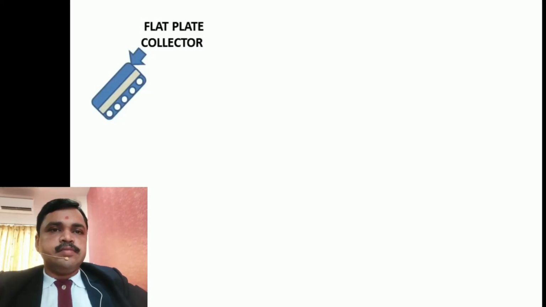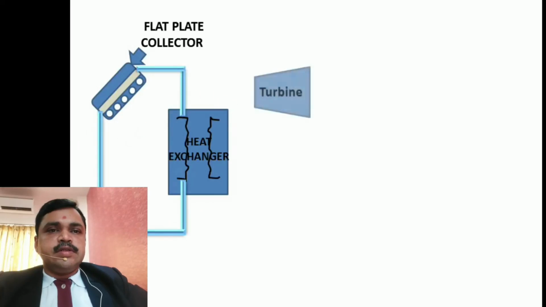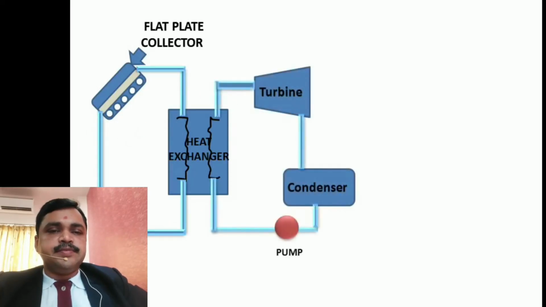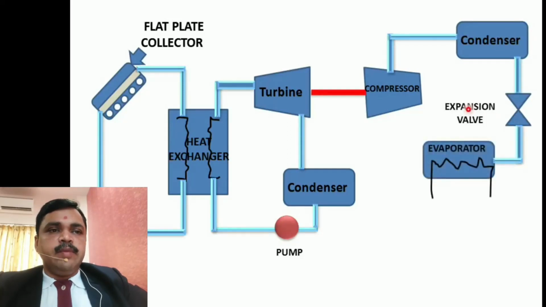Solar cooling system. This is a flat plate collector and heat exchanger. There is one cycle where heated water is passed into the heat exchanger where it exchanges heat, and then the arrangement of turbine, compressor, condenser, pump, expansion valve, evaporators, and our space where cooling is required.